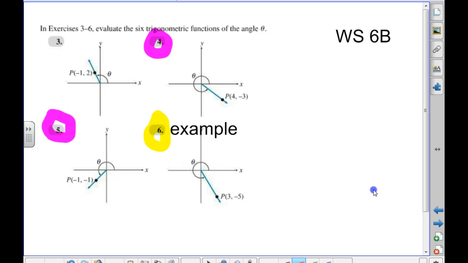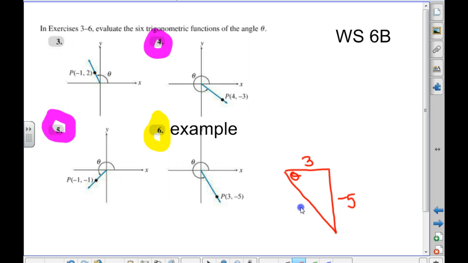The first one is a trick question. This is off 6B number 6, okay? This is my example. It says we went all the way around to here and the XY coordinate is 3 out on the X and -5 down on the Y. Everybody's first thought is that this is a 3, 4, 5 triangle.